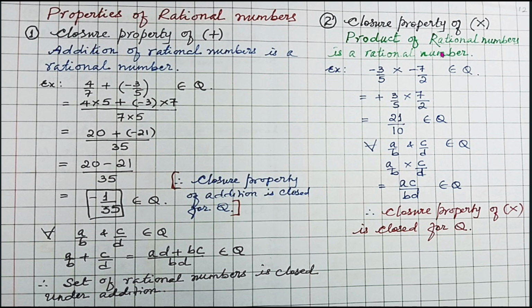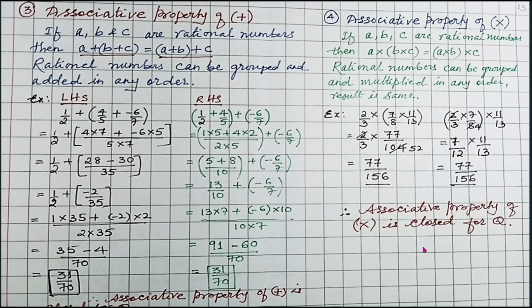The product of two rational numbers is again a rational number, therefore closure property of multiplication is closed for a set of rational numbers. For example, minus 3 by 5 into minus 7 by 2, we get 21 upon 10, which is again a rational number, therefore closure property of multiplication is closed for a set of rational numbers.